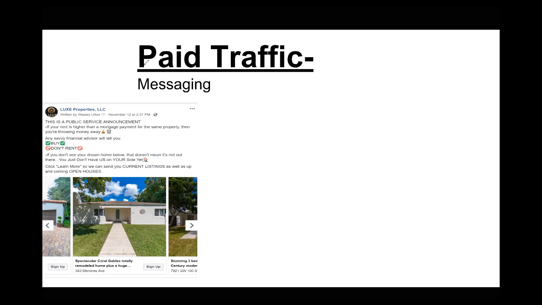And then we're going to say, hey, click learn more, click sign up. And then we're going to send you some current listings as well as upcoming open houses. So we give them that instant gratification that I like to call. We're giving them that instant gratification. And then once we have them in our pipeline, once we got them to trust us a little bit, we go on to the next step.